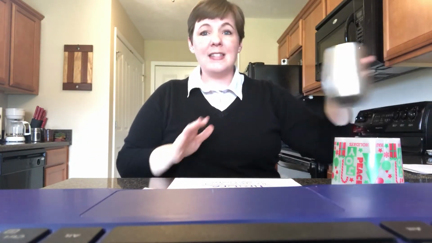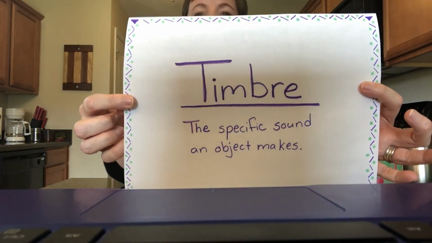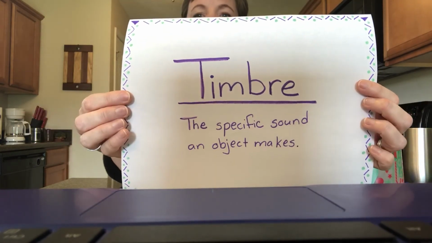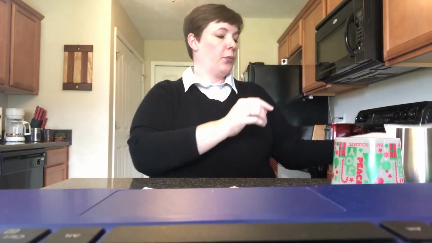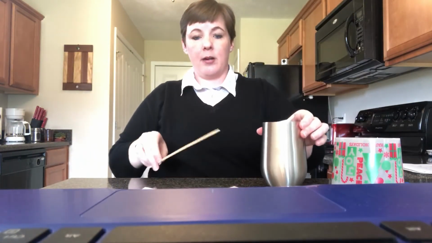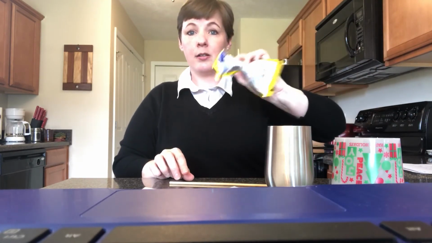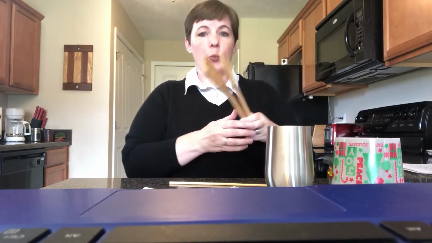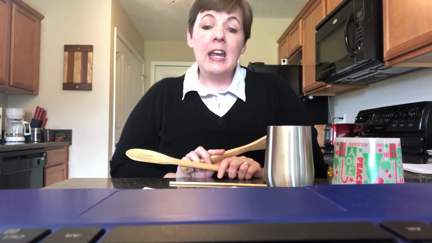The last thing we learned about was that objects that are made of different things make different sounds. The music word was timbre. Timbre is just the specific sound an object makes. We practiced listening to the metal cup. We listened to the shaking rice. And we listened to the wooden spoons. That's it. Guys, this has been so much fun.